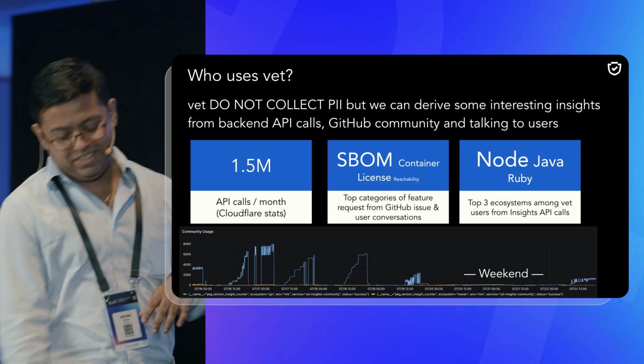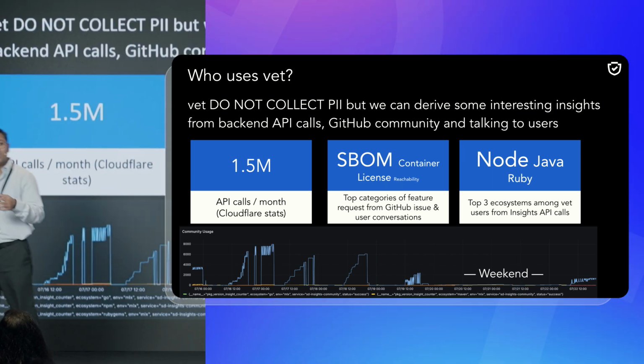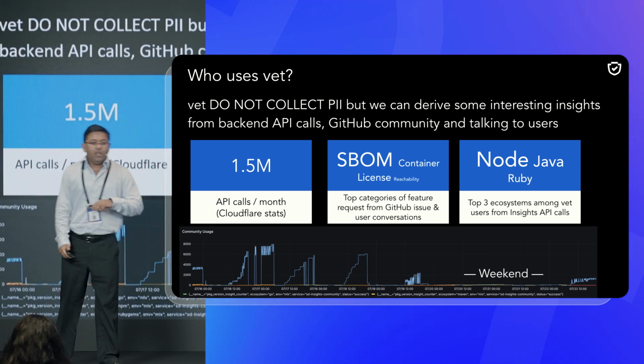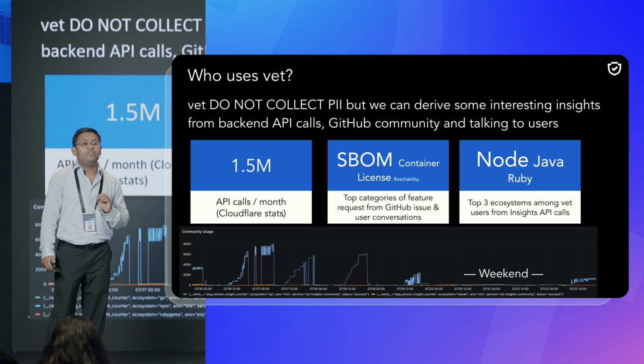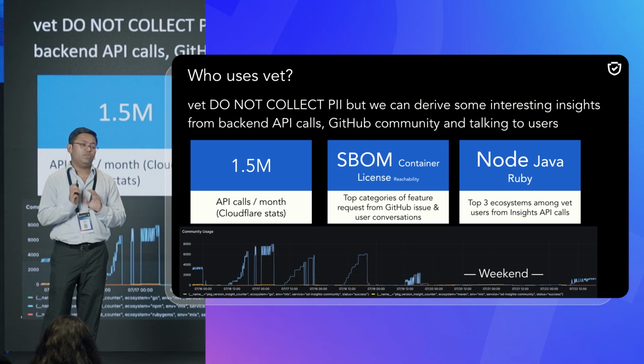Now, who uses VET? I've been saying that I build VET. Now, are there any users or is it just another project in GitHub? VET does not collect any personally identifiable information or even any telemetry. It's an open source project, you can look into it.